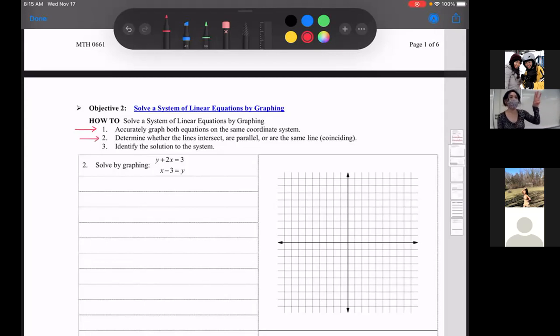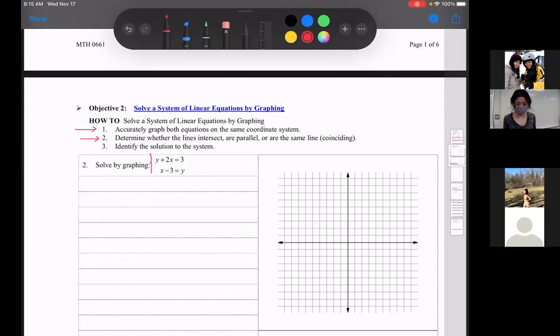So there are 3 scenarios you're going to see. They might collide with each other at one point. They might be parallel, which is no solution, right? Or they might stay on top of one another, which is infinitely many solutions. Right? So let's see. This one right here.